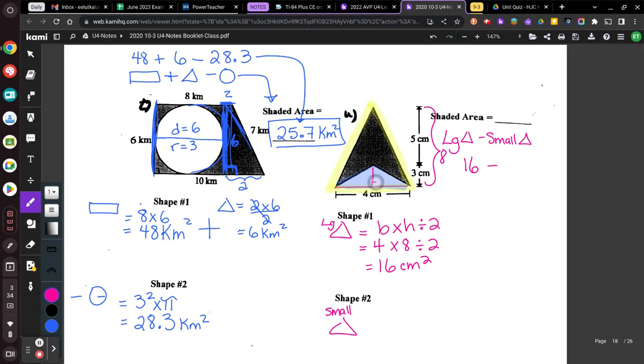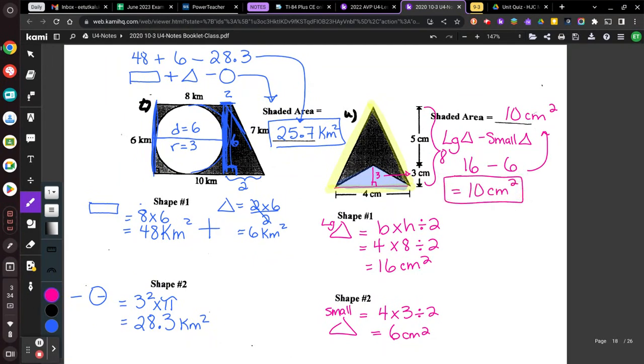And shape 2, now we're doing a small one. The small one here, we can see the height is 3. That's what they're showing us there. That's why they gave us that number. So here we're going to have a base of 4 still, times that height of 3, and then divide 2. So that's going to give me 12 divide 2 is 6 centimeters squared. So you're going to have 16 subtract 6 gives us 10 centimeters squared. So 10 centimeters squared is our total shaded area for those triangles.